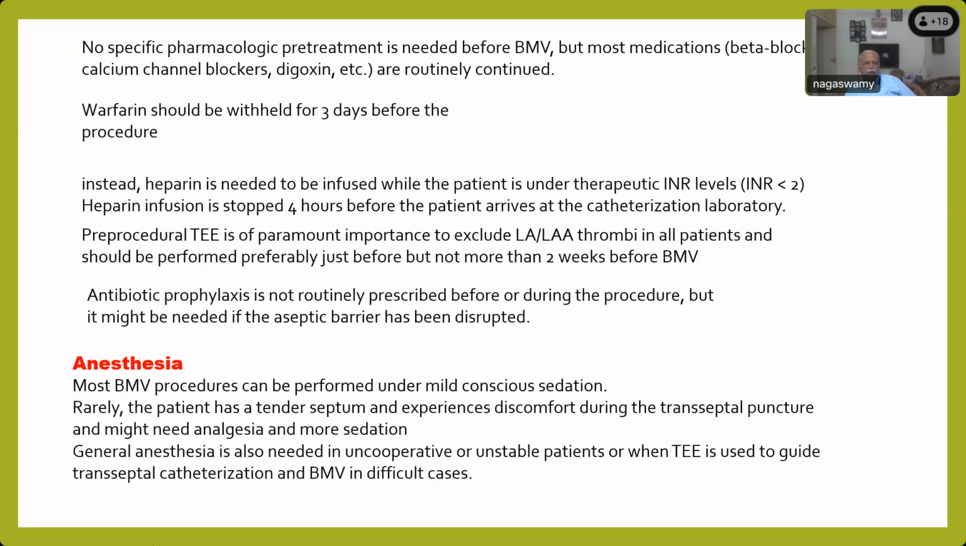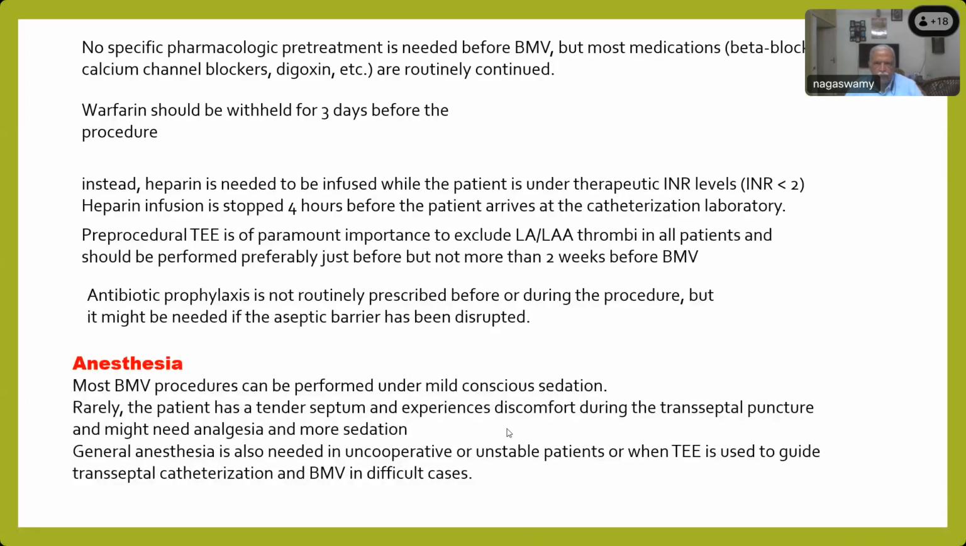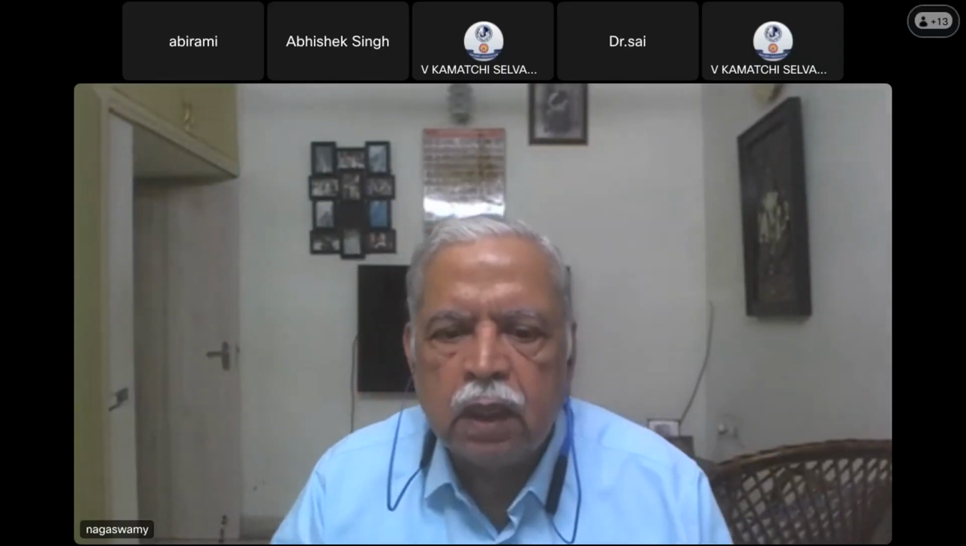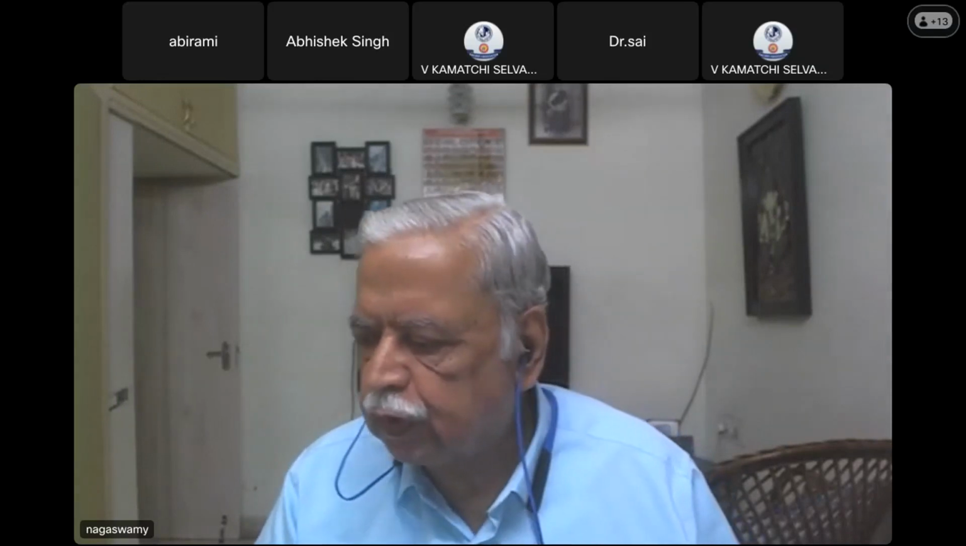Anesthesia for the balloon valvuloplasty procedure is performed under mild conscious sedation. Rarely a patient has a tender septum and experiences discomfort during transseptal puncture and might need more sedation. General anesthesia is needed only if the patient is uncooperative or unstable. And TEE is used as a guide for transseptal puncture in difficult cases. These are all the things that we have to work for in mitral stenosis.